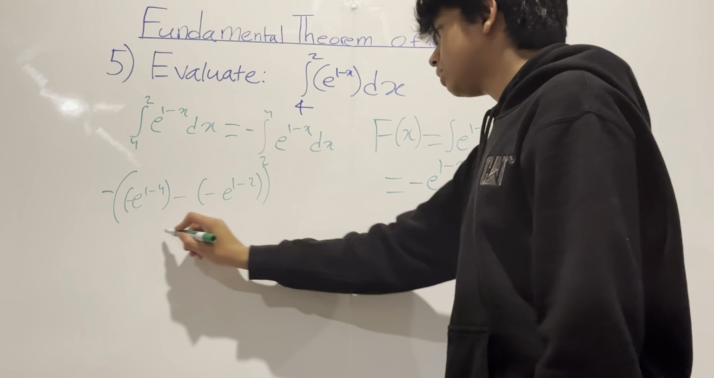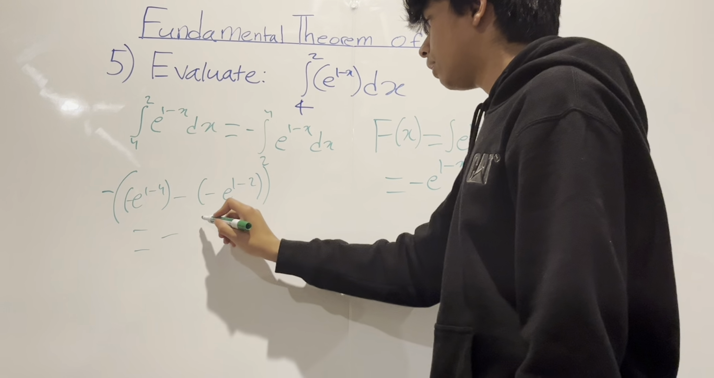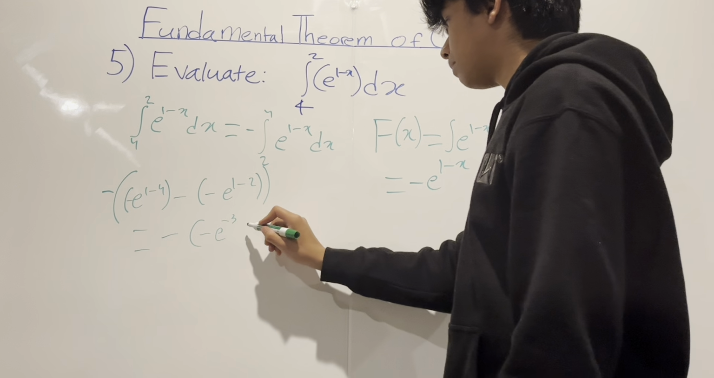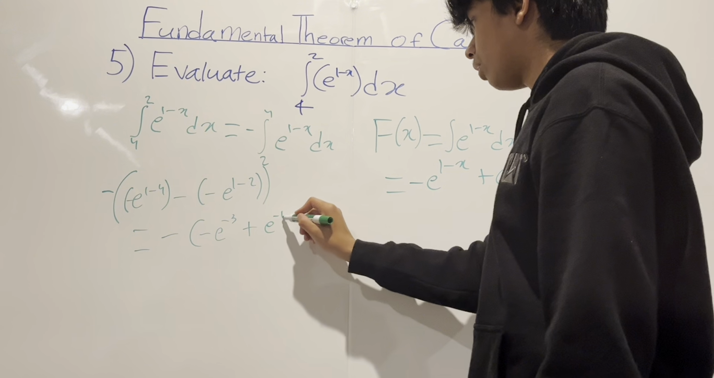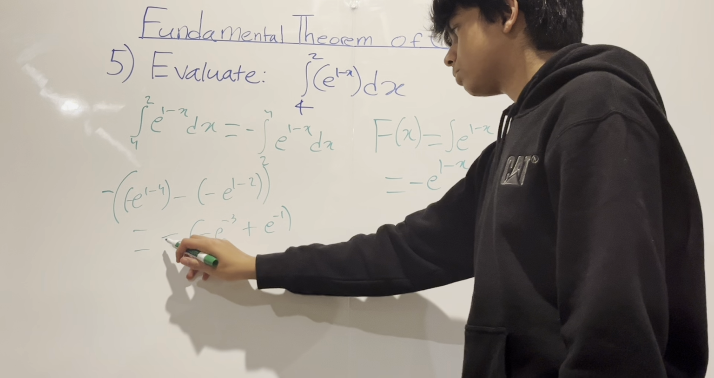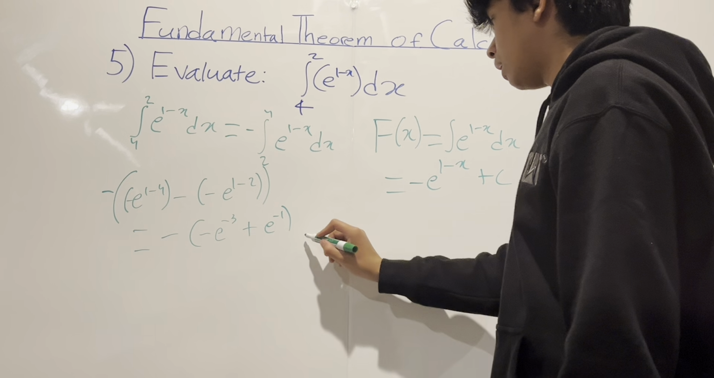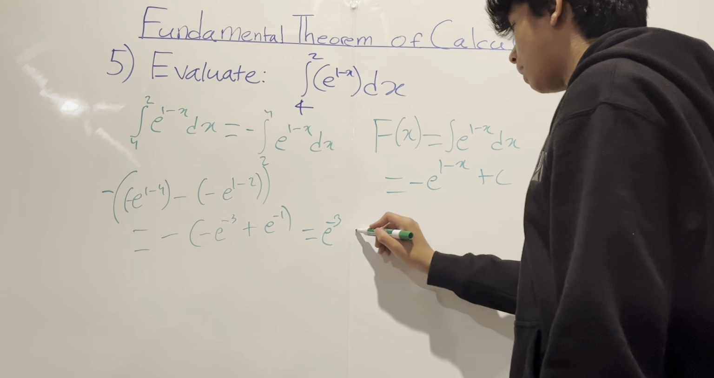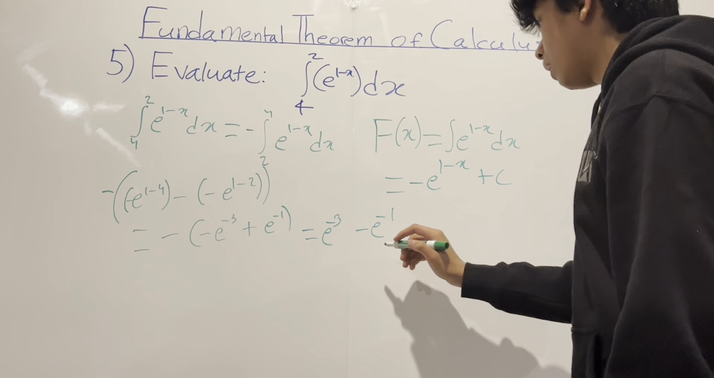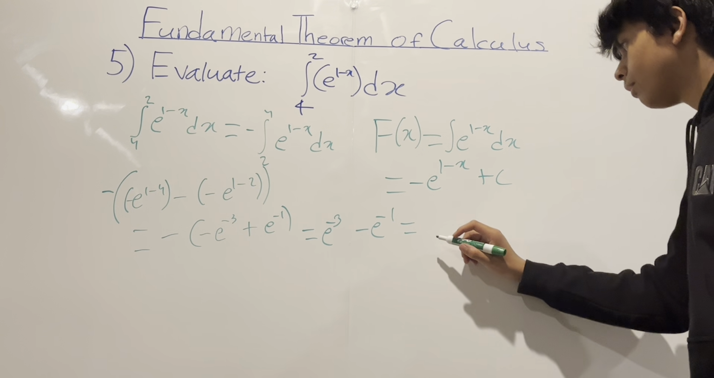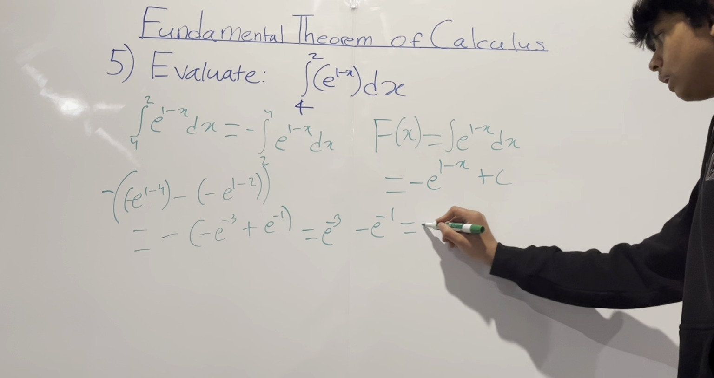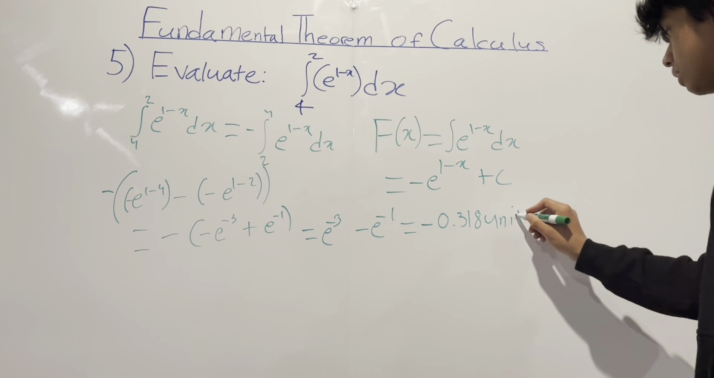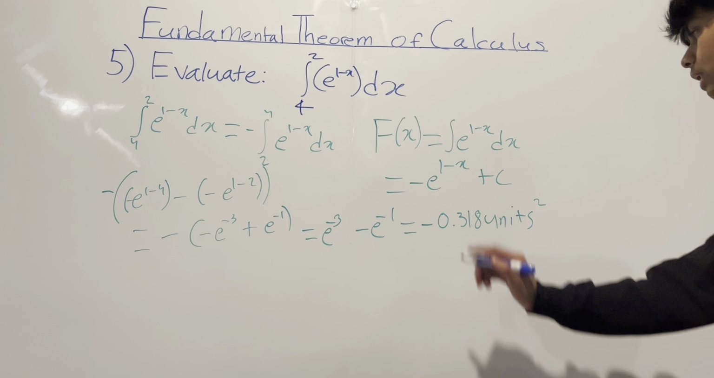And now let's simplify all this. This is going to be negative e to the negative 3. Negative negative becomes a positive e to the negative 1. Now let's multiply the negative by both terms, and we're going to get e to the negative 3 minus e to the negative 1. And if you plug this into a calculator, you're going to get something around negative 0.318 units squared. And that is our final answer.